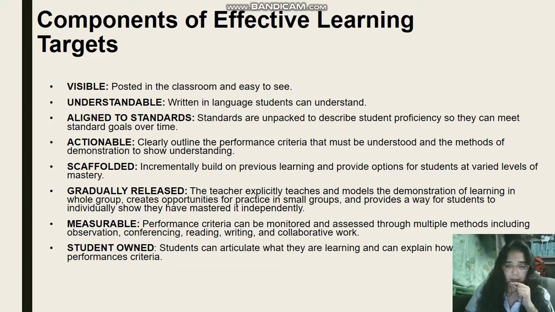Components of effective learning targets. Visible, posted in the classroom, and easy to see. Understandable, written in language students can understand. Aligned to standards. Standards are unpacked to describe students' proficiency so they can meet the standards' goals over time. Actionable. Clearly outline the performance criteria that must be understood and the methods of demonstration to show understanding.